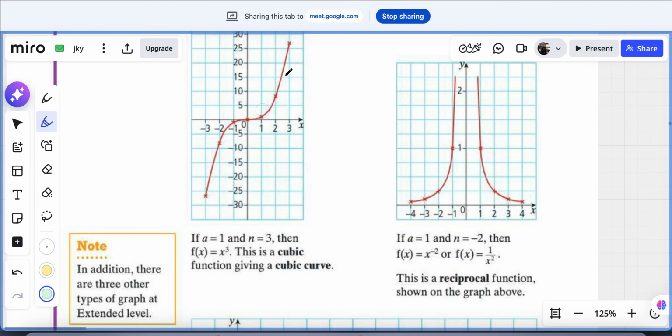Now we go to another type of graph, which is called the cubic graph. You know the cubic graph? The cubic graph comes like this and then goes up like this. This is a cubic graph, okay? Now this is also a reciprocal graph, but quadratic reciprocal. What do we mean by quadratic reciprocal?